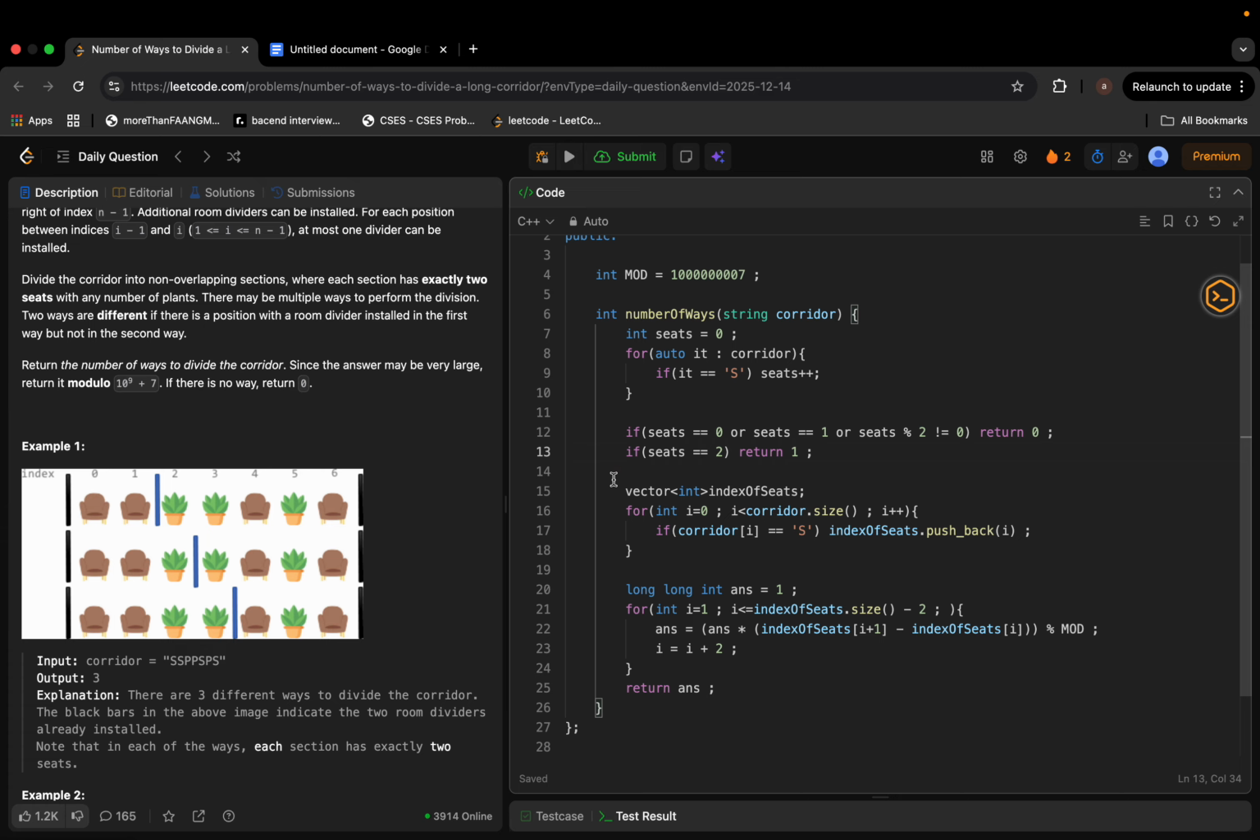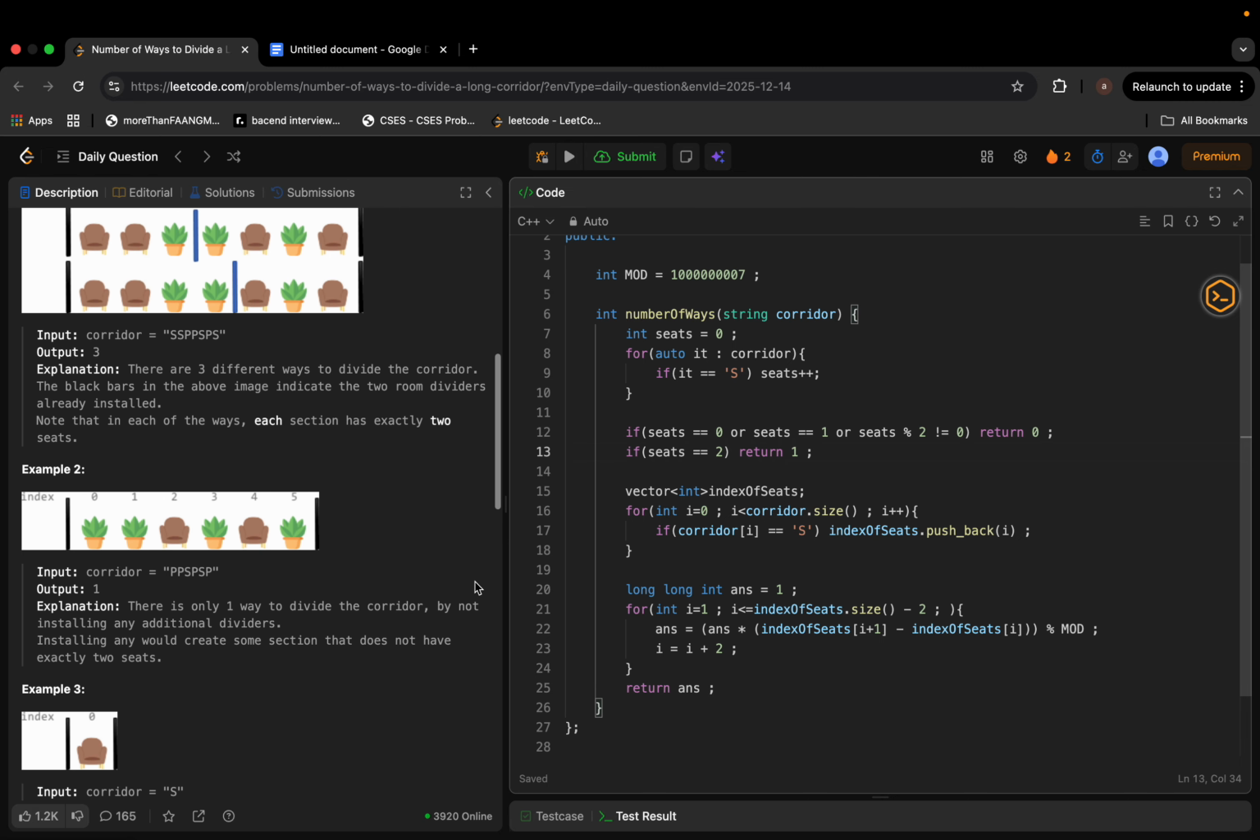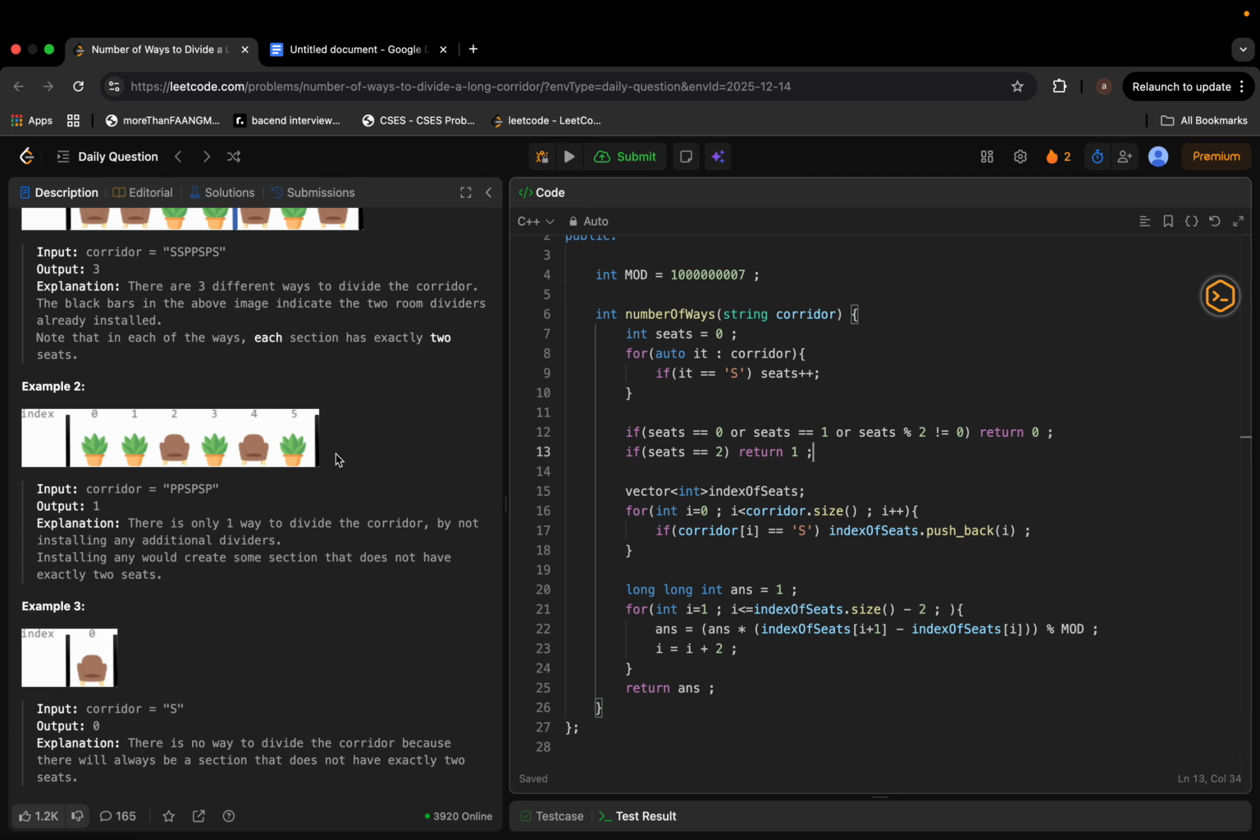Now one very basic case is that we have only two seats, which is also provided here. If we have only two seats, then you can plant any number of plants in between, left or right. But we are not concerned about plants, we are only concerned about the positioning of the seats. So we will always have one way, so we are directly returning 1.